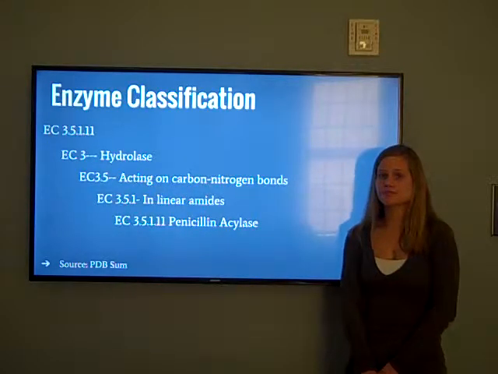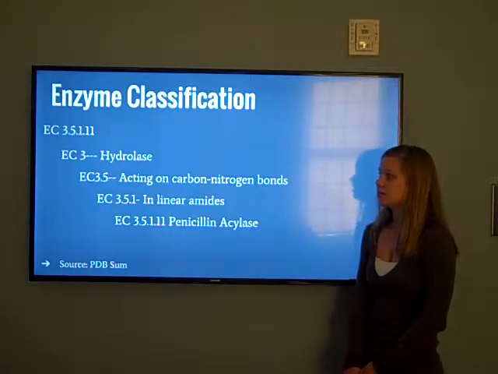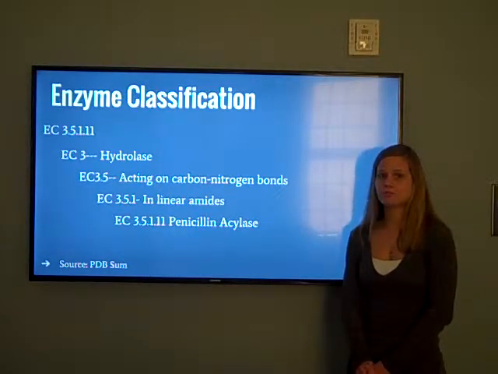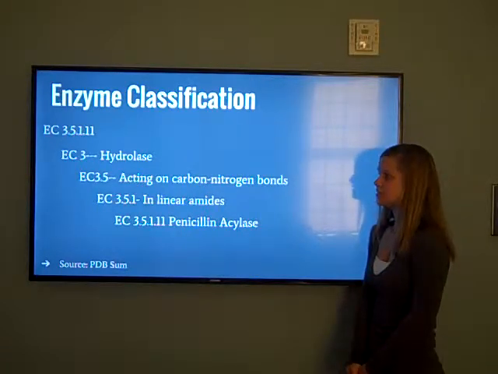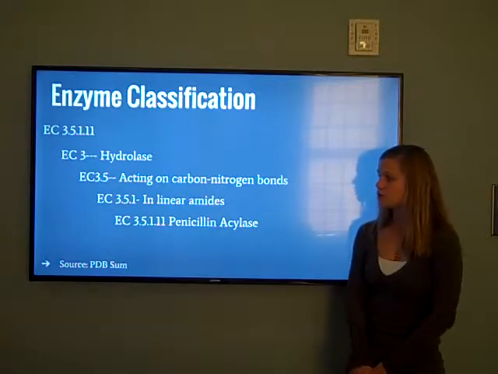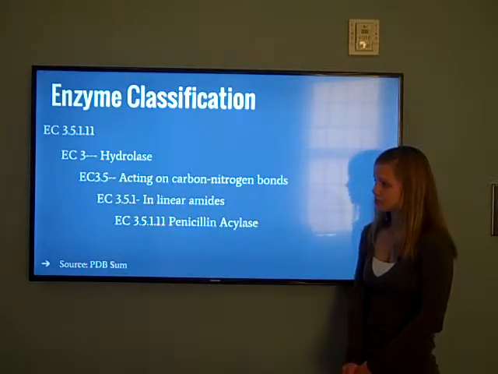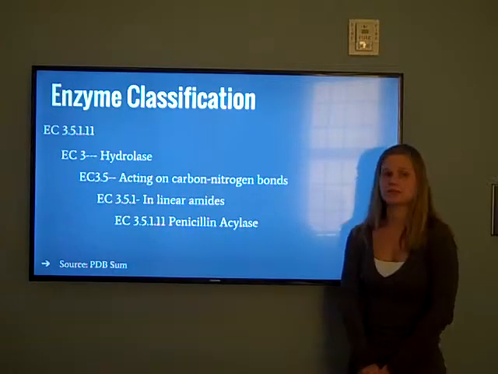The enzyme classification for PGA can be found in the protein databank. It indicates that it is a hydrolase, meaning that it catalyzes the breaking of bonds using water. And specifically, it hydrolyzes the carbon to nitrogen bonds within linear amides. The enzyme classification 3.5.1.11 is our enzyme penicillin acylase.